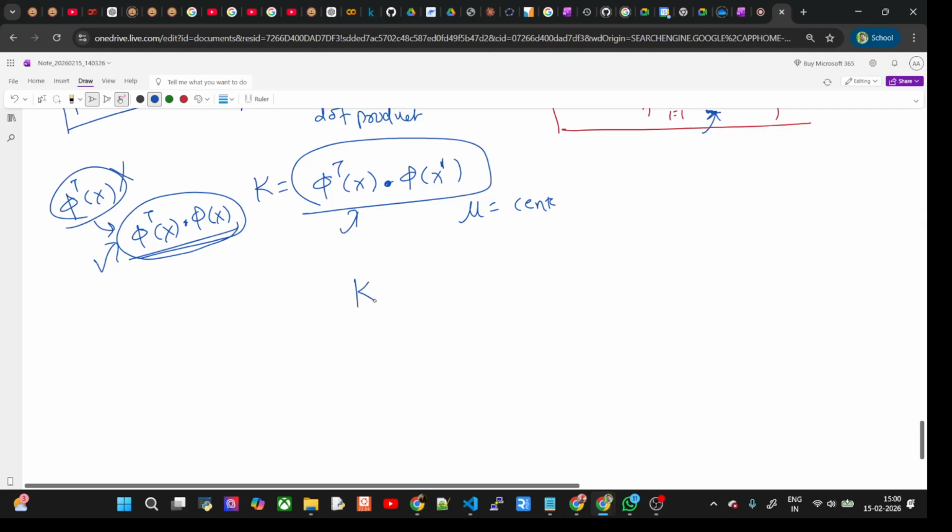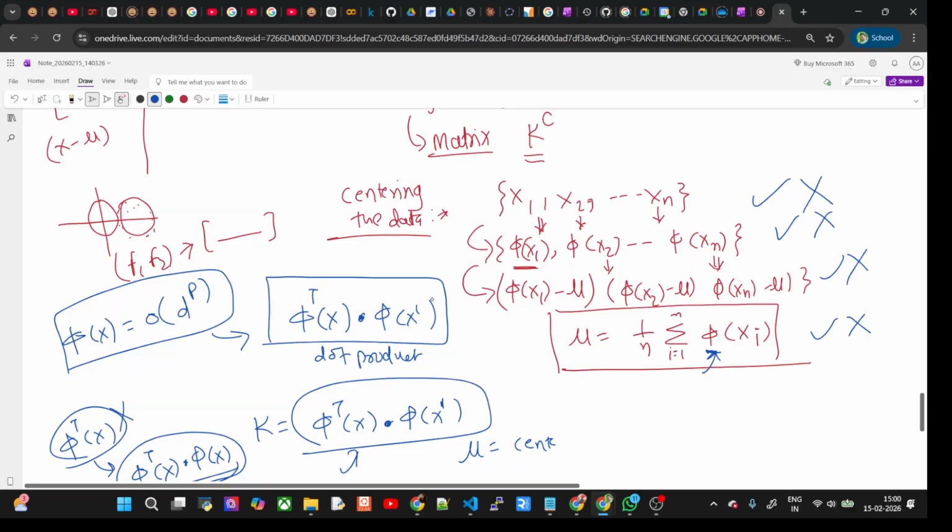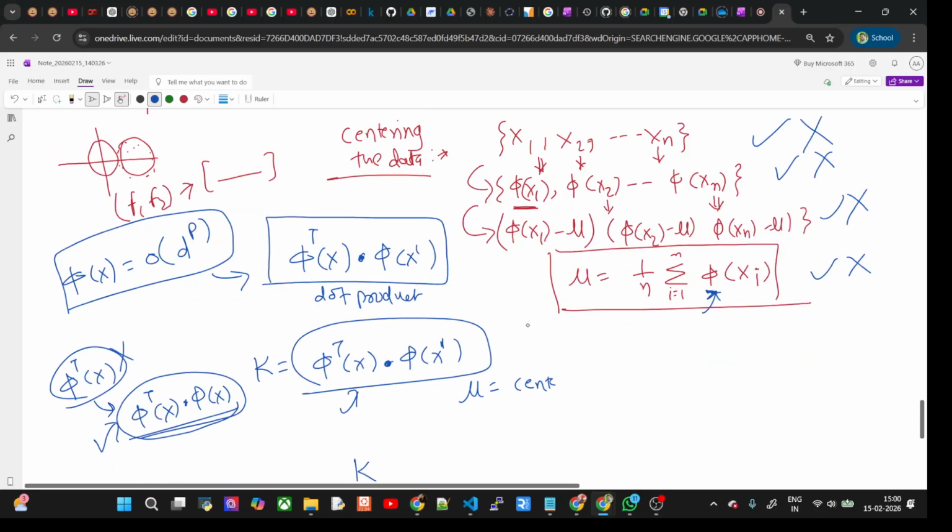If I try to do the centering of the data, in the class sir has not given complete information, so this is something I am trying to give. See, centering the data, normally we know that you get the data, calculate the mean, subtract the mean, and you get the centered data. Correct, this is the normal lower dimension, you do that.